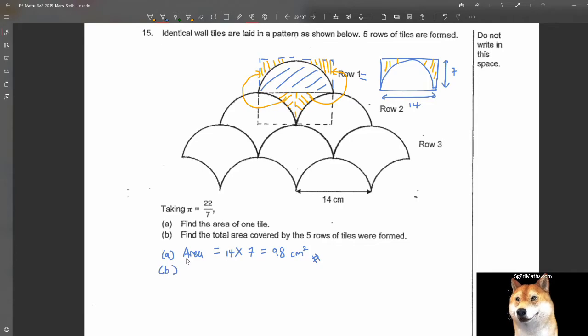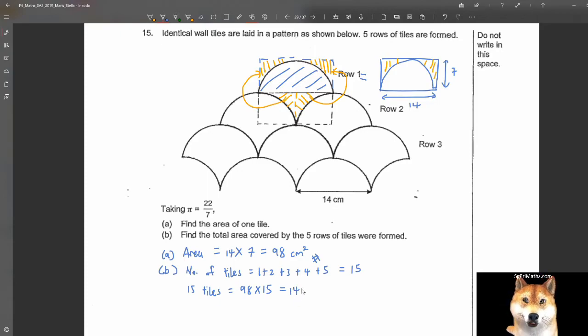Now part B. Find the total area covered by the 5 rows of tiles that were formed. So we need to find the number of tiles. Number of tiles equals row 1 has 1, plus 2, plus 3, 4th row, 5th row. So we have 3, 6, 10, 15. 15 tiles. So the total area equals 98, the area of one tile, multiplied by 15. That will give me 98 times 15, 1470 cm squared. That's the answer.